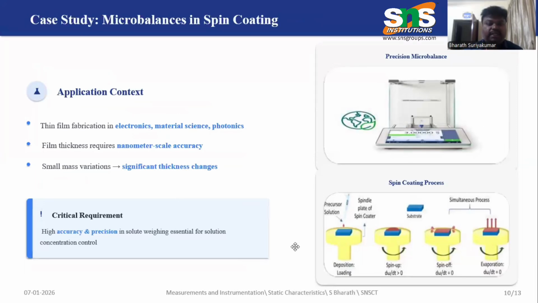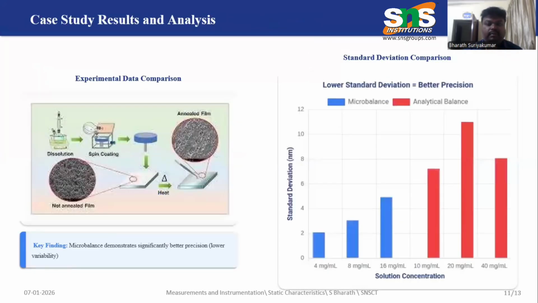What are the various applications? The thin film fabrication in electronic materials. Film thickness requires nanometer scale accuracy. Small mass variation can also give us a different problem. In the experimental data comparison here, the microbalance demonstrates significantly better precision for the lower variable. The various system standard comparisons are also given here.